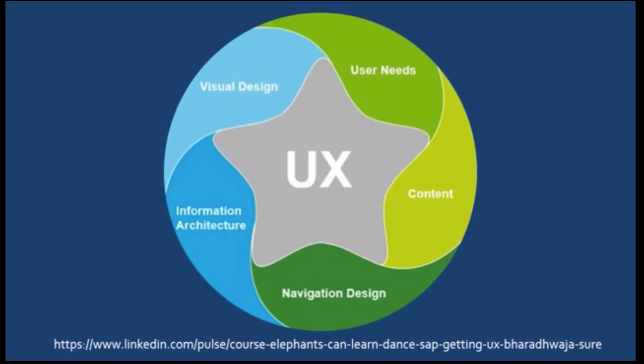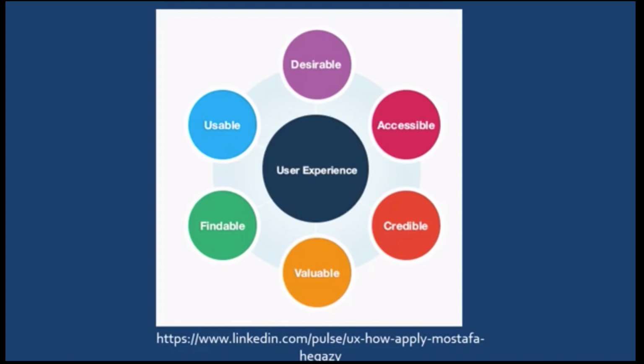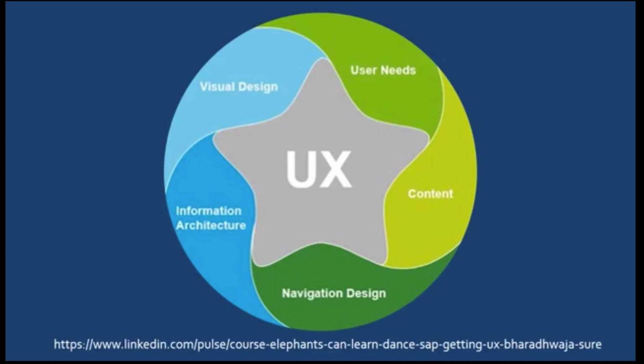And different shapes. UX, visual design, over here on the left. User needs, content, navigation design, information architecture. What's different about this? What don't you see in this one? Yeah, the user in the center. Right, it doesn't have the user necessarily in the center, but what else does it have? There's a word that's missing that was in each of the others. Usable, right, usability.